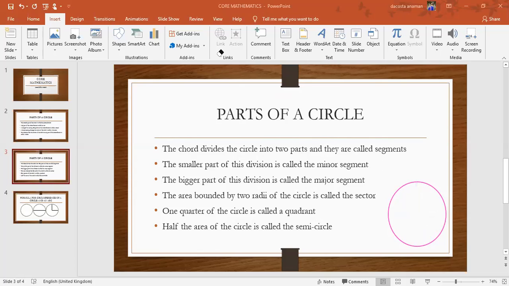And half the area of a circle is called a semicircle. That we know from KG. Is that okay? When a circle is divided into two, it is called a semicircle.